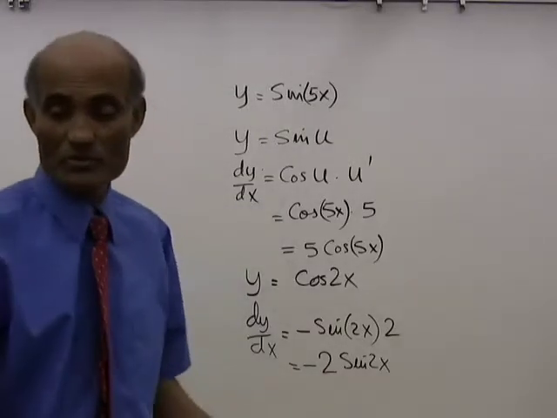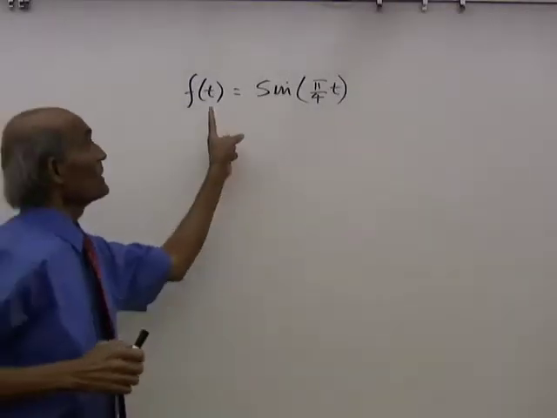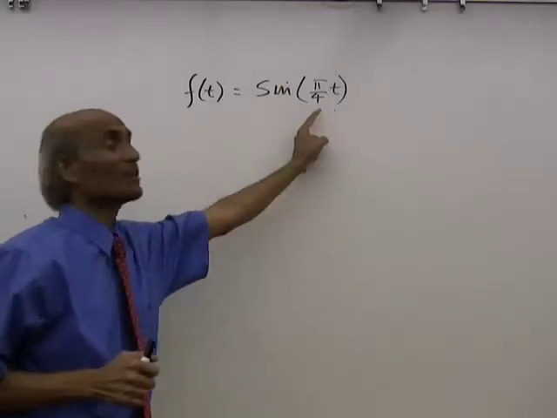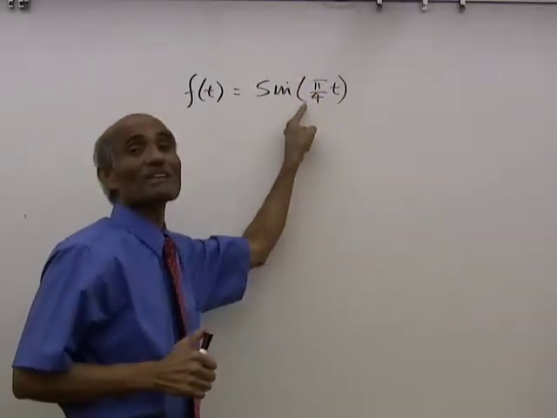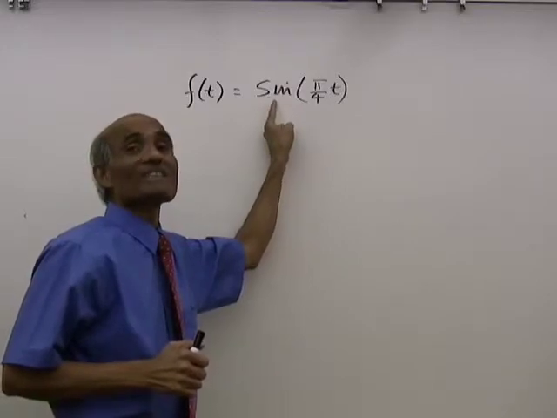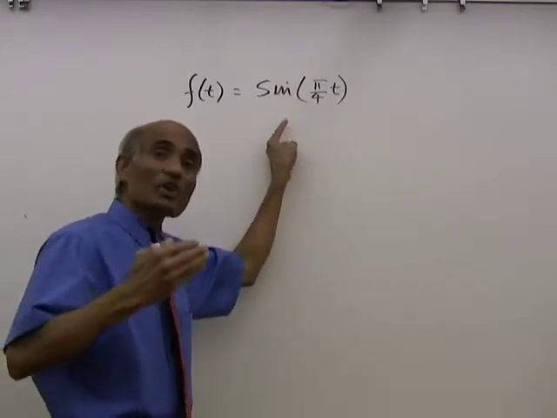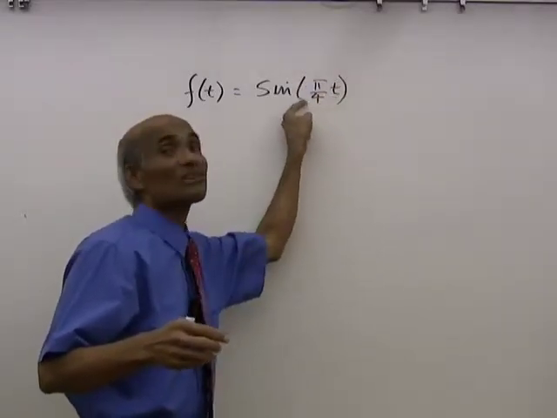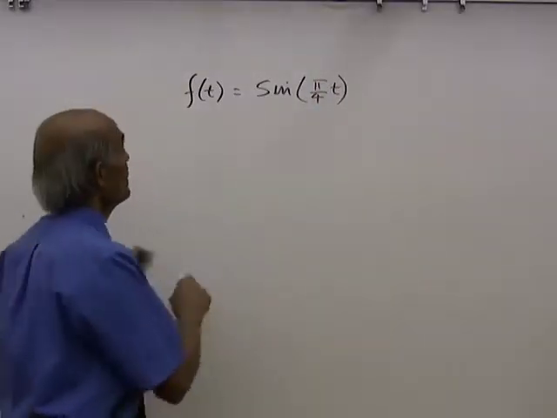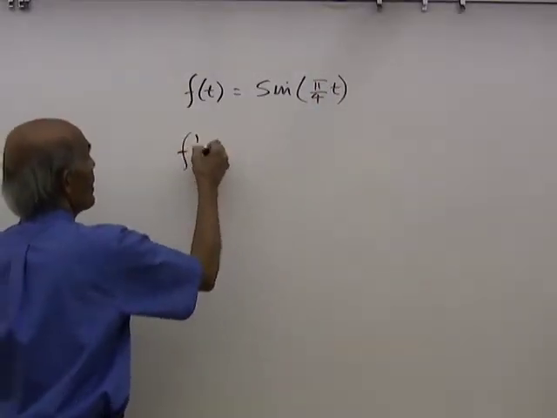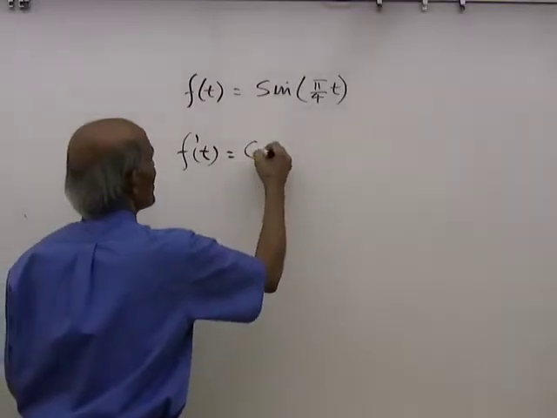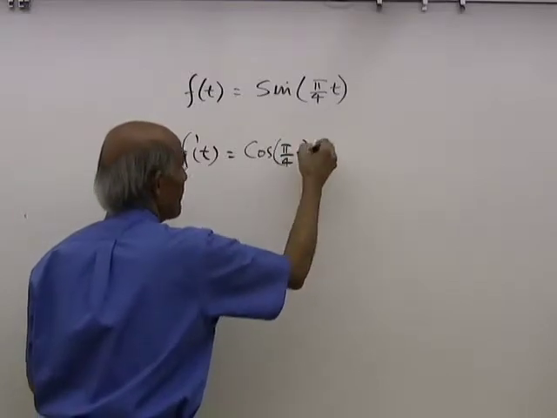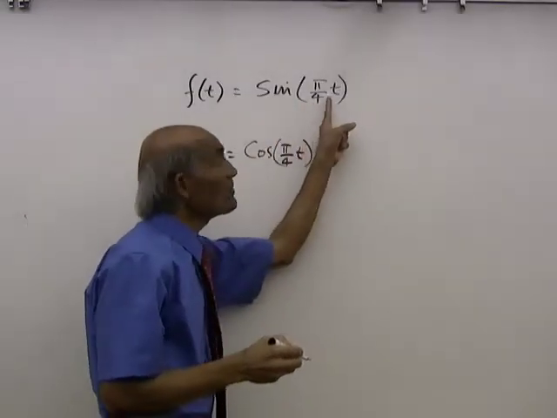Alright, let's practice a few more of these. Alright, we have f of t equal to sine of pi by 4 t. Look at the quantity there, pi by 4 t. The derivative of a sine quantity is cos of the same quantity multiplied by the derivative of that quantity. So your f prime of t will be cos of the same quantity multiplied by the derivative of this quantity.